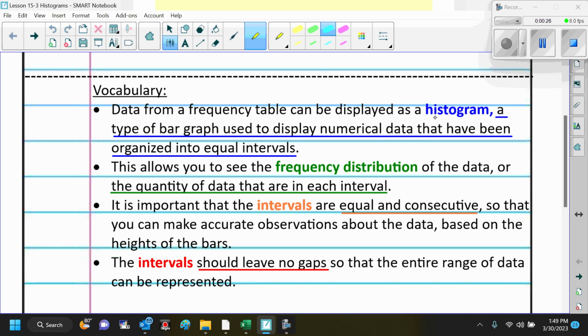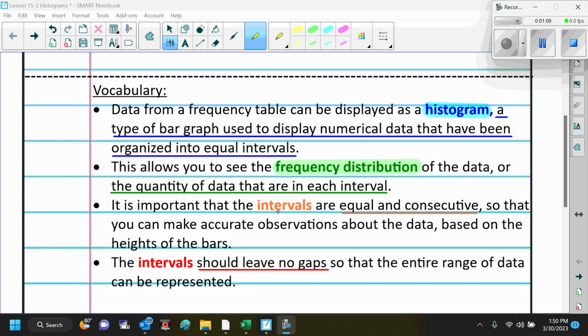So the first one is a histogram. Data from a frequency table can be displayed as a histogram, and that is a type of bar graph that is used to display numerical data that has been organized into equal intervals. When it's displayed like this, you can see the frequency distribution. Now remember, frequency means how many times something occurs, okay? So this allows you to see that distribution of the data. In other words, it's the quantity of data that are in each interval. That's the frequency, okay?